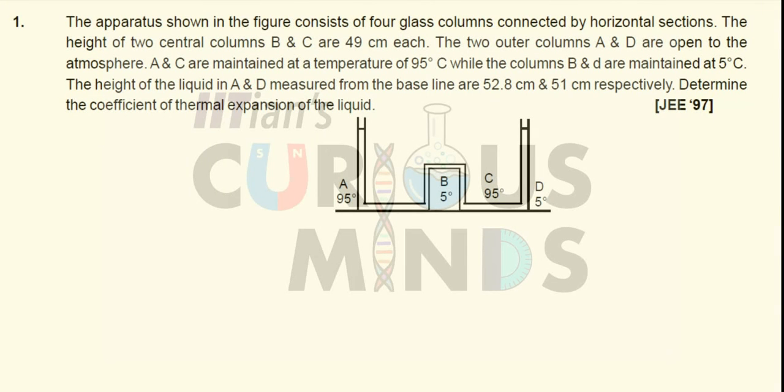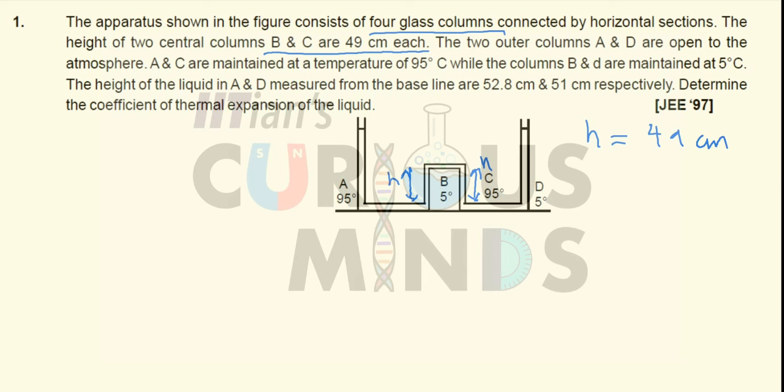The apparatus shown in the figure consists of 4 glass columns connected by a horizontal section. The height of the two central sections B and C are 49 centimeter each. Let this height be equal to h. I will write down the value over here. Both the heights are h, which will be equal to 49 centimeter.